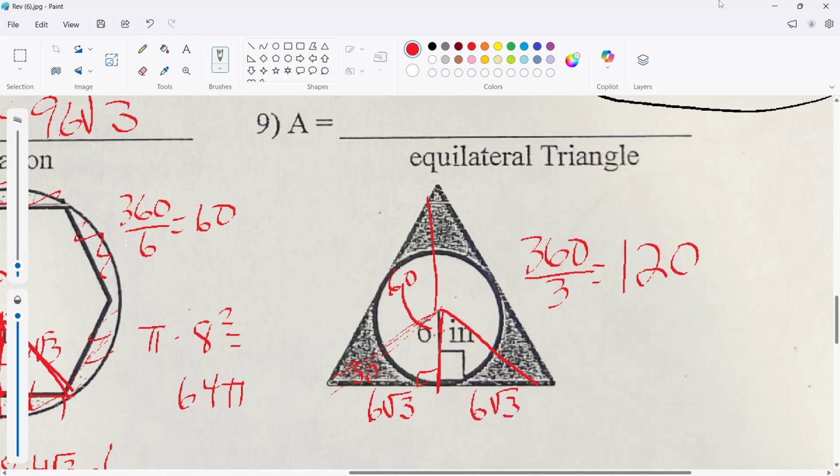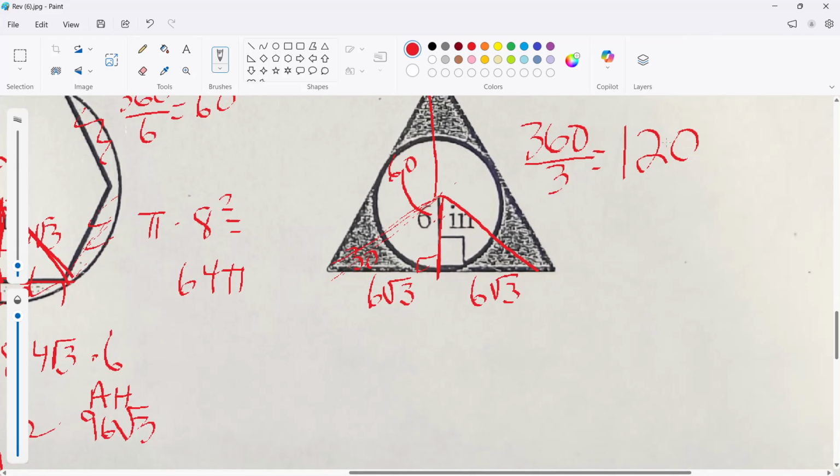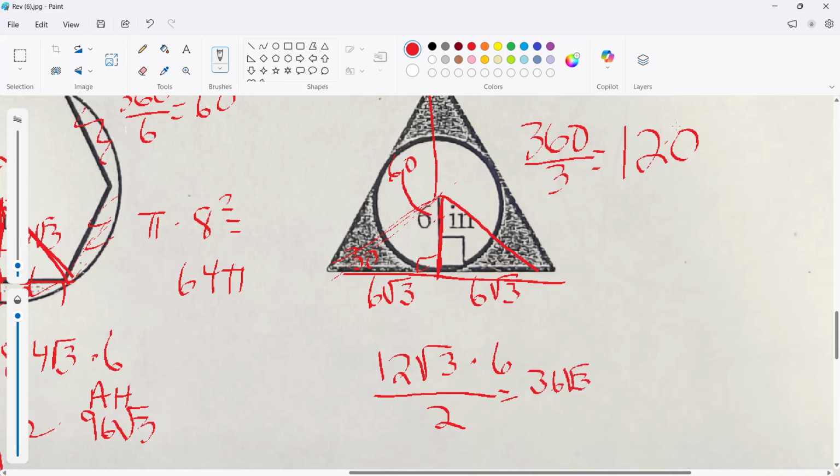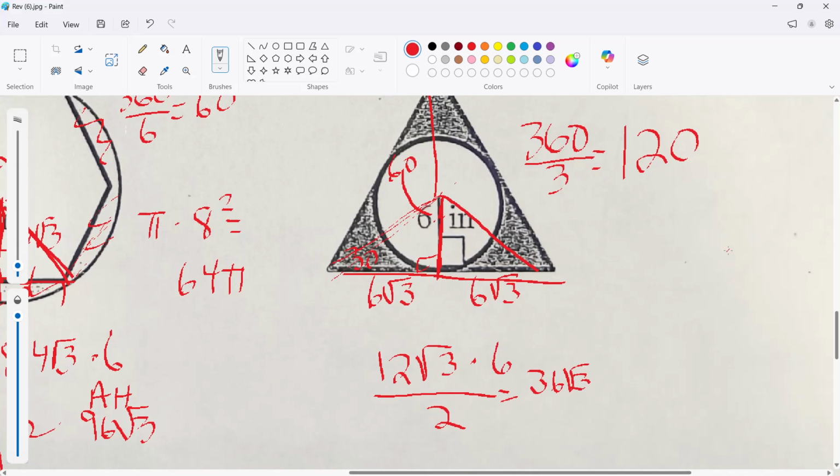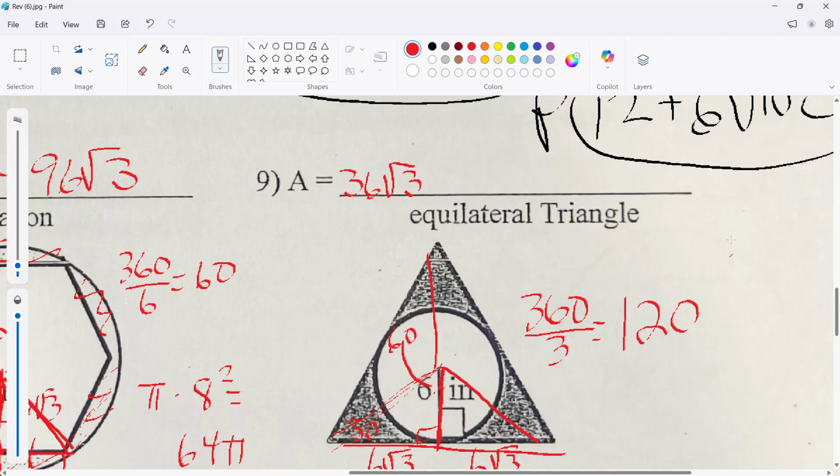And there's 3 of those triangles, so whatever I get here for that area, I'm going to multiply by 3, and then I'll subtract the area of the circle. So the base of the triangle is 12 square root of 3 times the height of the triangle, which is 6, divided by 2, which is 36 square root of 3. That's the area of the triangle. And from that, I have to subtract the area of the circle. The radius is 6. Pi r squared, 36 pi. So it's 36 square root of 3 minus 36 pi. And then it is in inches squared.